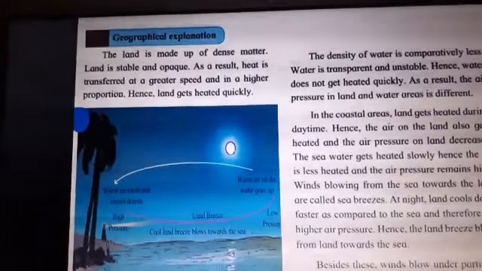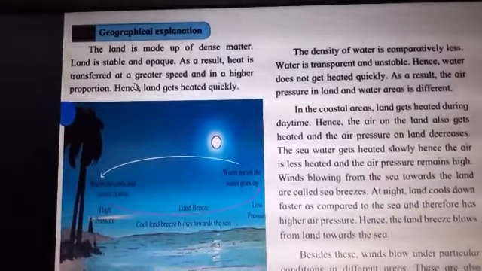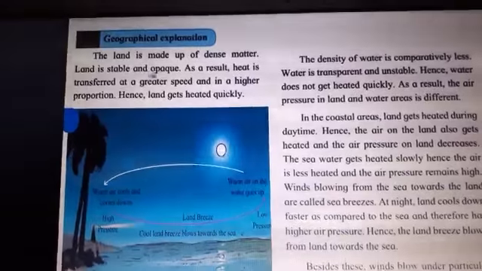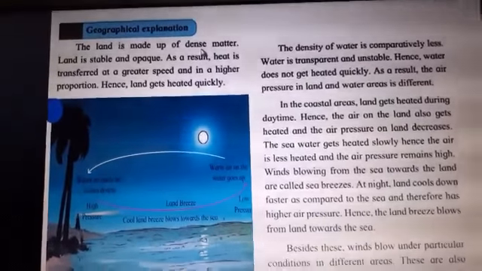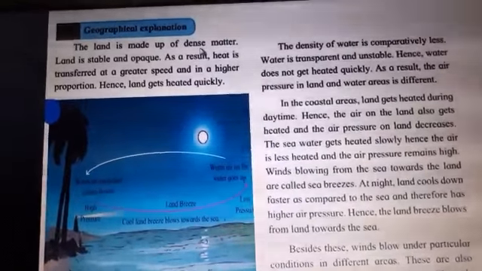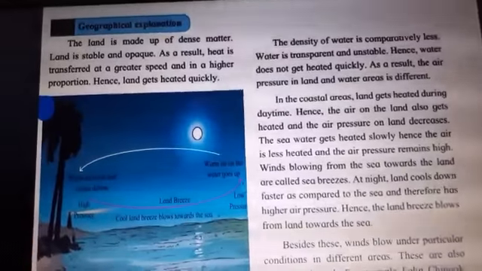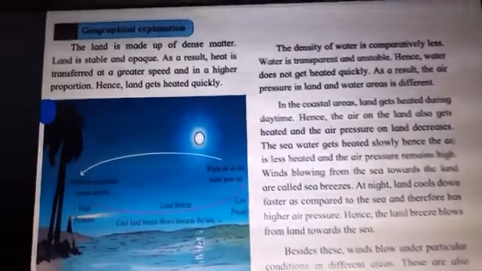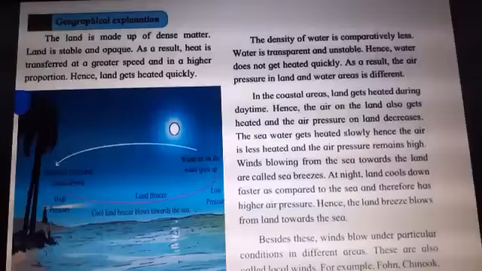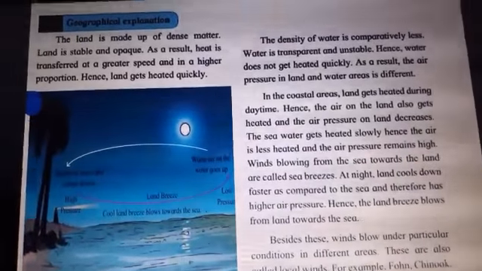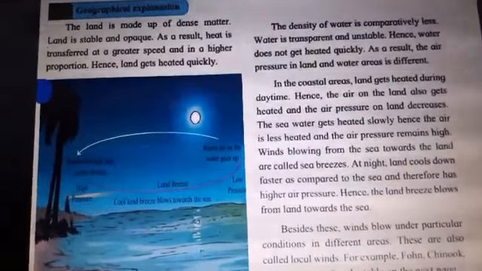Now let us study the geographical explanation. The land is made up of dense matter. What is there inside the earth's surface? It is very, very dense. You will find the soil, then the mud, then the rocks. So many things are there.